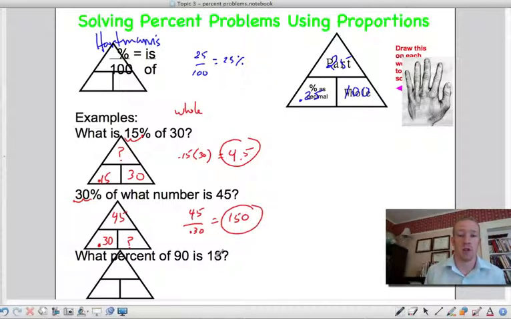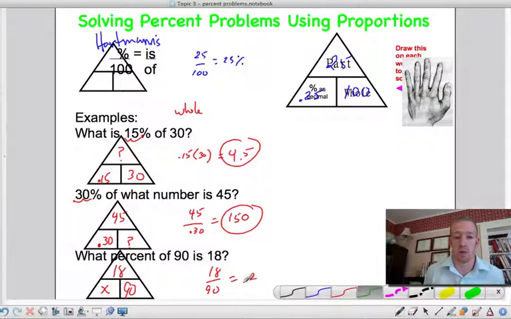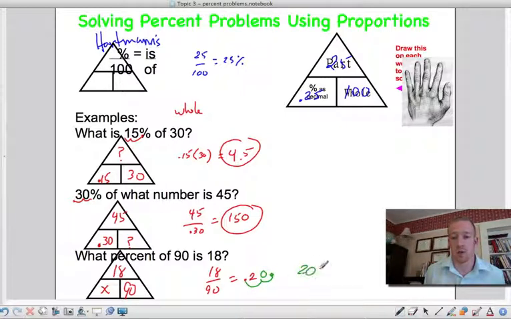What percent of 90 is 18? So we don't know the percentage, so that's our unknown. The whole is 90, and the part is 18. So that would just be 18 over 90, which is 0.2. To get that as a percentage, move it 2 places. So that gives us 20%.